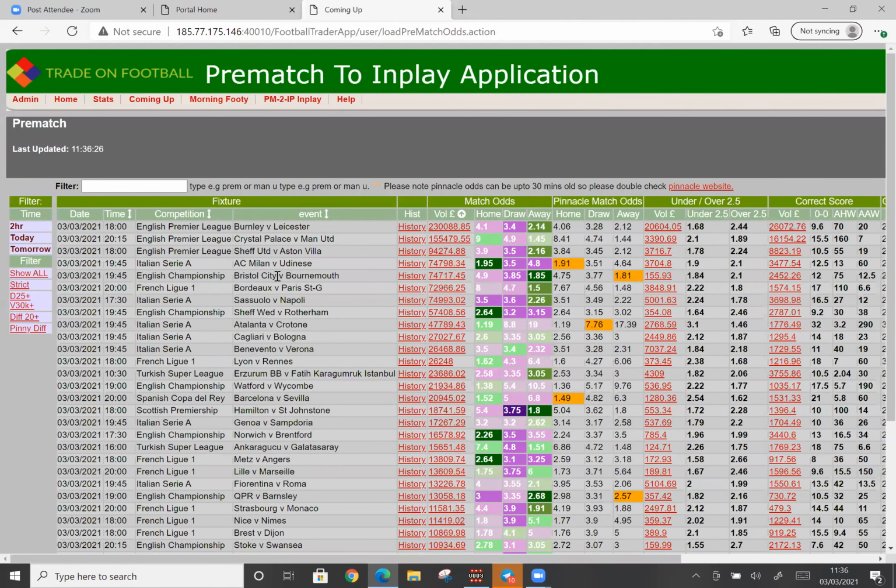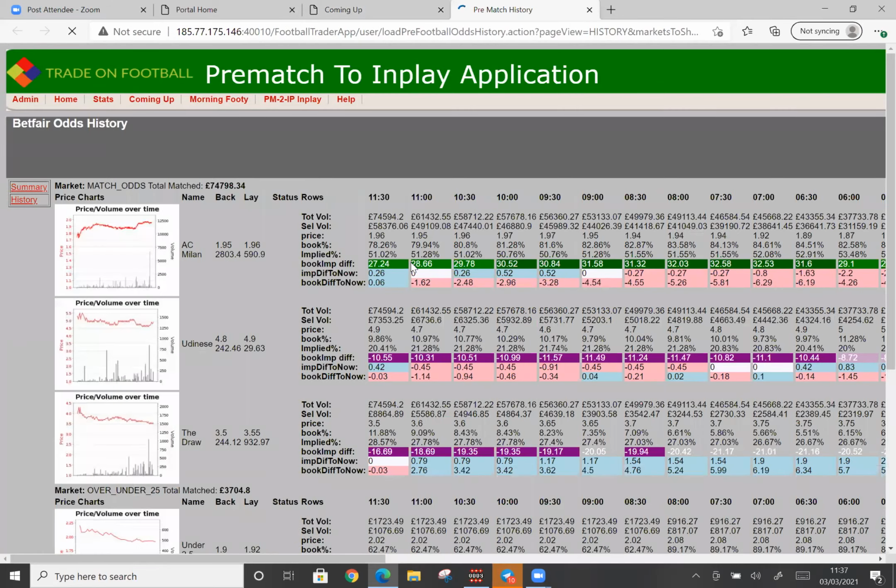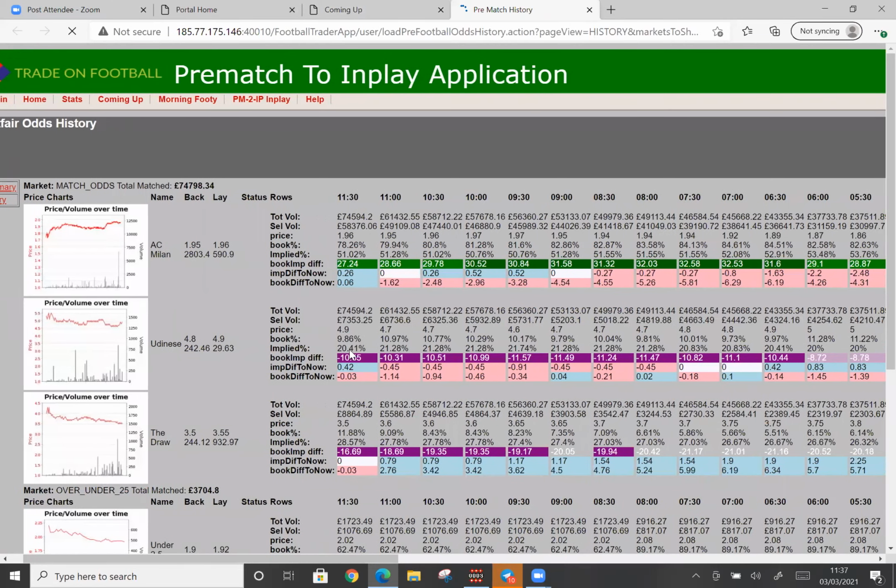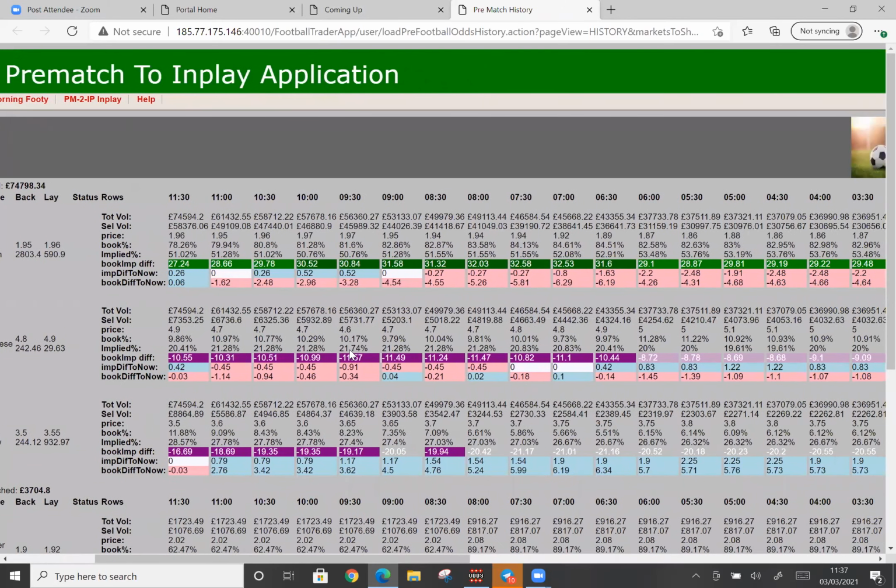Here's an interesting one here, because this has just suddenly appeared. We can see that the Pinnacle price on AC Milan against Udinese is 1.91, Betfair 1.95. Let's have a look at this. Yes, this looks quite interesting here. What I would say, if you have a look here, this is how you can do this.